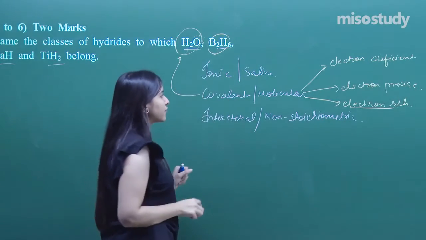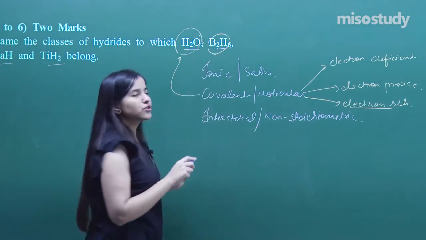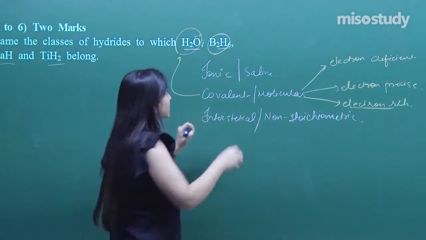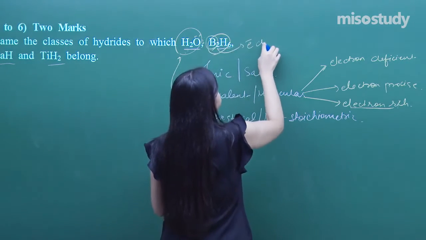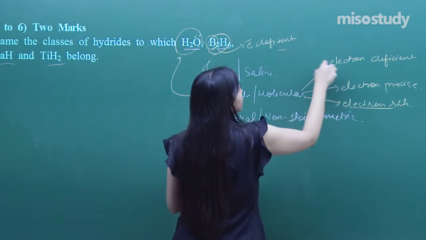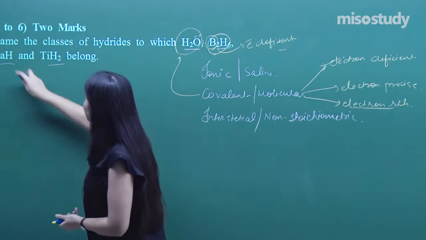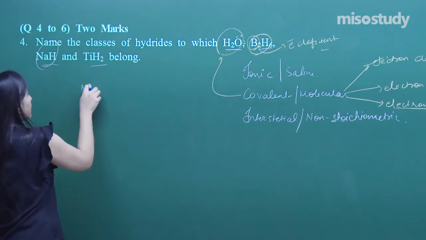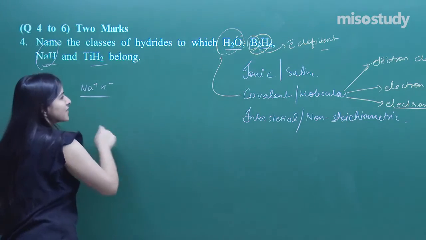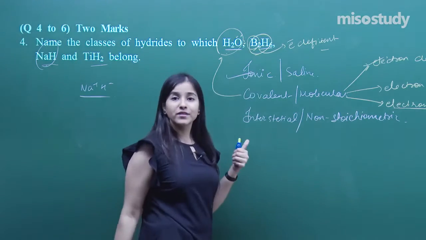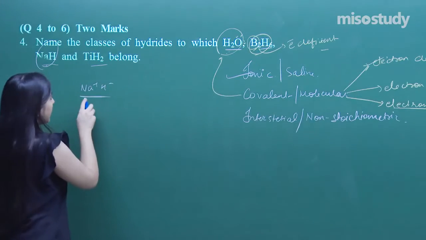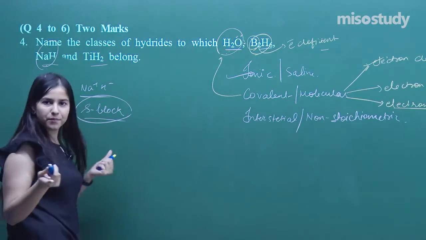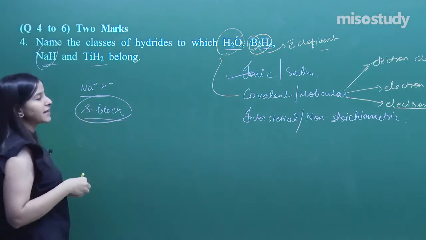B2H6, again it's a hydride, okay. The bonds over here are covalent, so you get to know that this is a covalent molecule, a covalent hydride. And this boron is electron deficient, right? So this one is included under the category of electron deficient. If I talk about NaH, see here, it's not covalent, it's basically an ionic compound, Na plus and H negative. So it's included in the category of ionic or saline hydride, fine. Also s block elements usually form ionic hydrides. You must remember this, and that is why I have chosen this as my ionic hydride.